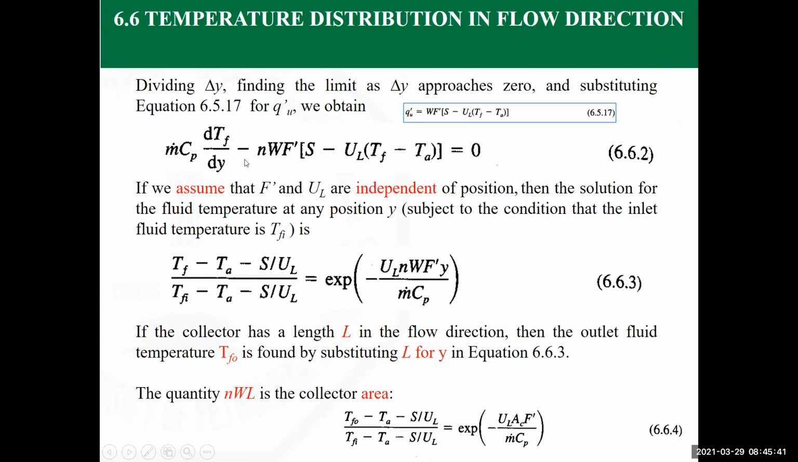We've multiplied the whole equation by n. So m dot Cp dTf by dy minus n into Q useful, and Q useful is basically represented by equation 6.5.17 that we have taken earlier to be given by W F dash times S minus the overall loss coefficient times T fluid minus T ambient or T air.